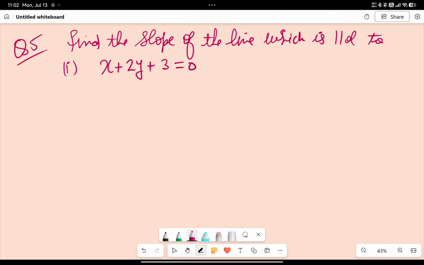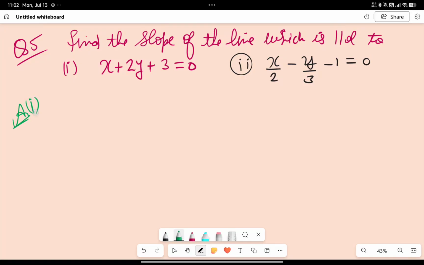So it means both the lines have the same slope, because in the case of parallel lines the slope is the same. That's very simple. The second part is also there. I must mention here x over 2 minus y over 3 minus 1 equal to 0. Okay, now let us do the first part.